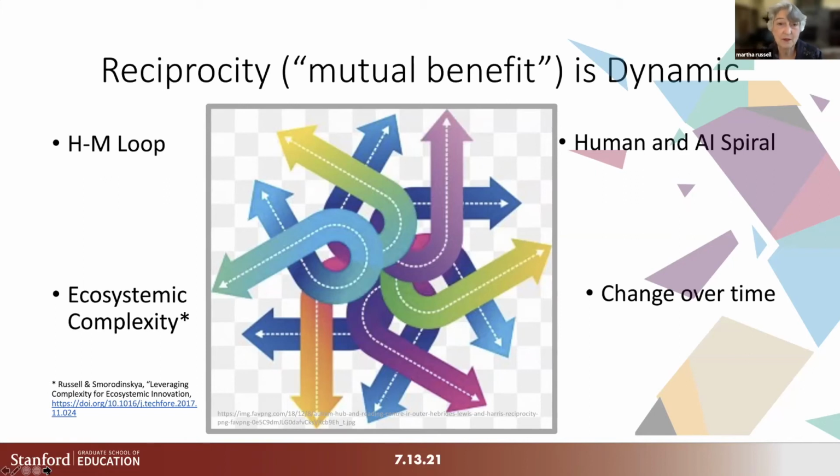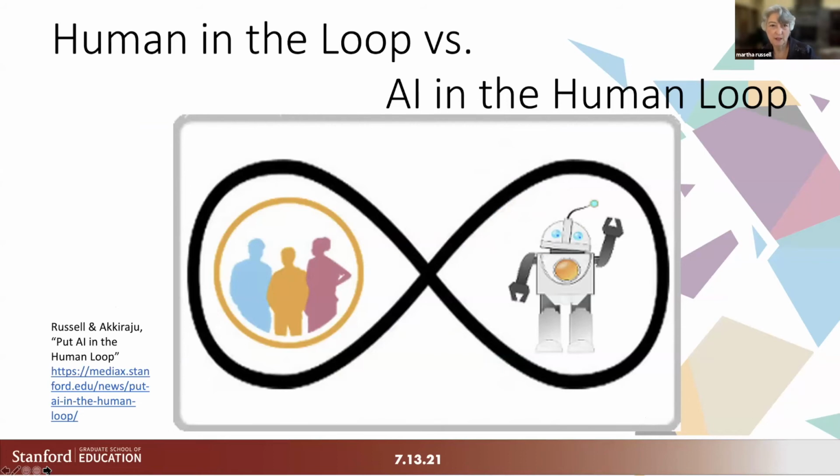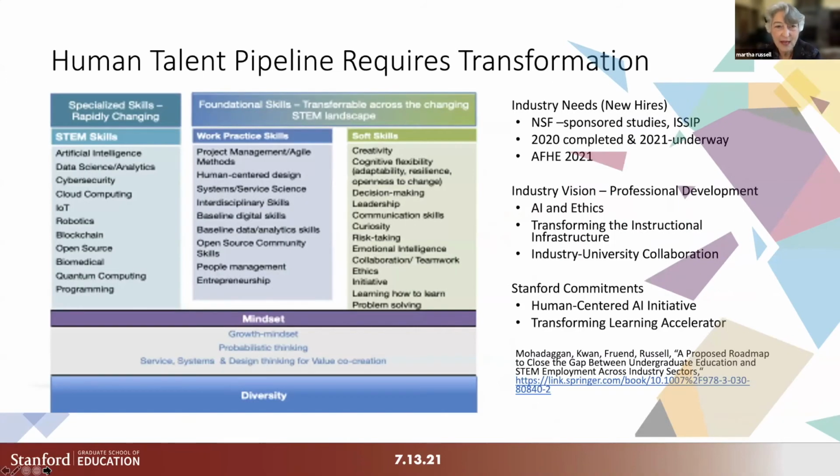The ecosystem of learning for people is very complex, from families to communities to mentors to work environments to leisure. And all of these change over time. So the dynamic nature of reciprocity is critical to keep in mind. Whether we talk about human in the loop or AI in the human loop, I think our perspective has to consider that it's dynamic and changing all the time. And in order for that human in the loop, or AI in the human loop, to work, we must recognize that the human talent pipeline requires transformation.